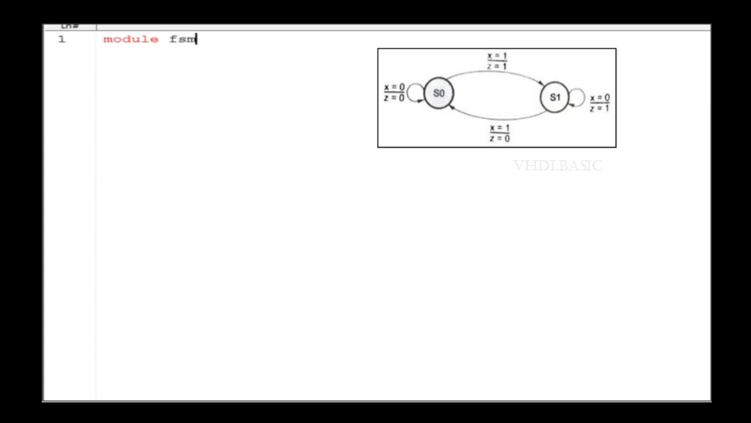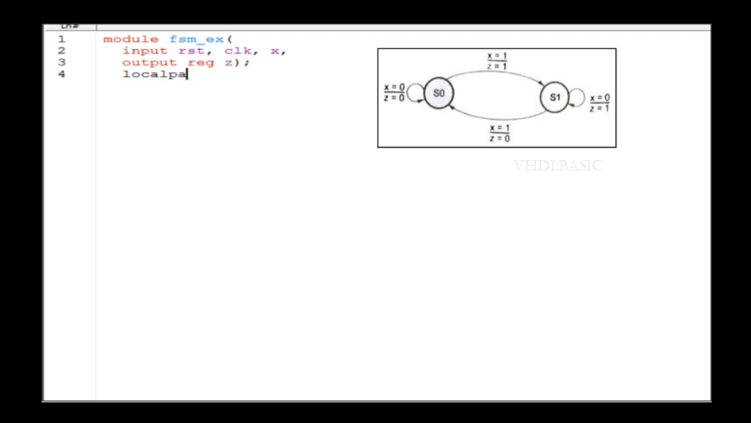Today we are going to see about FSM state machine implementation in Verilog HDL. For that we are taking the example which is shown in the figure. FSM is nothing but finite state machine, which we will implement using a case statement. So here we will see the syntax of the case statement in Verilog.